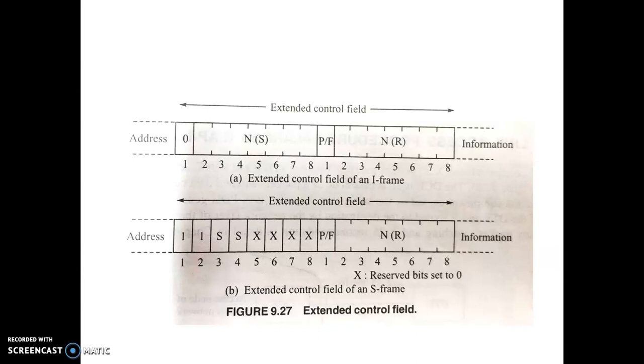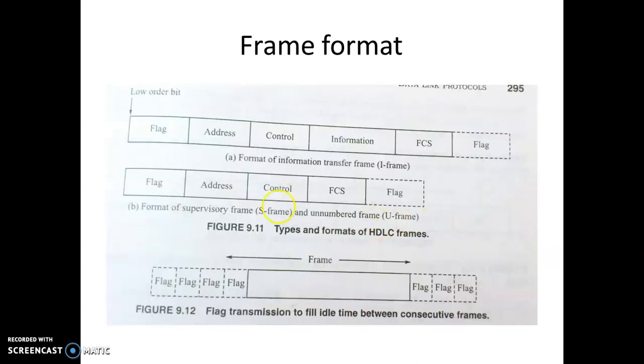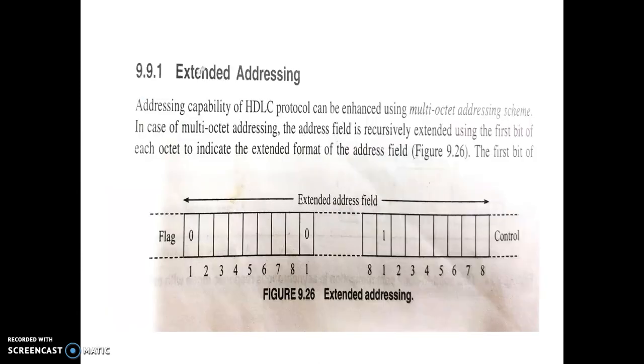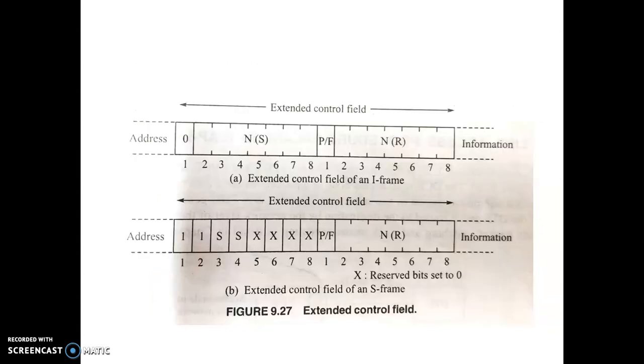Okay, now in the control field which we had studied, it was of 8 bits. Okay, and then we had I frame, S frame, and U frame: control field for I frame, control field for supervisory frame, control field for unnumbered frame. It was of 8 bits, and you had seen there NS, which was of 3 bits. So actually it was using 3-bit numbering scheme. That's why 8 bits of control field was enough. But if you want to increase the window size, this control field increases to 2 octets.